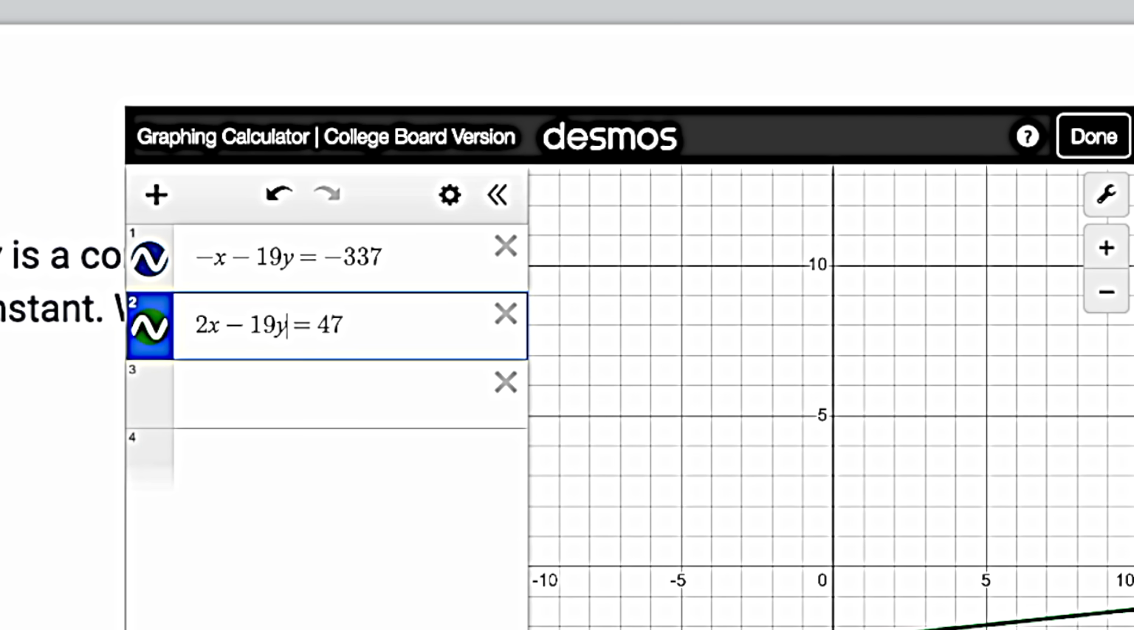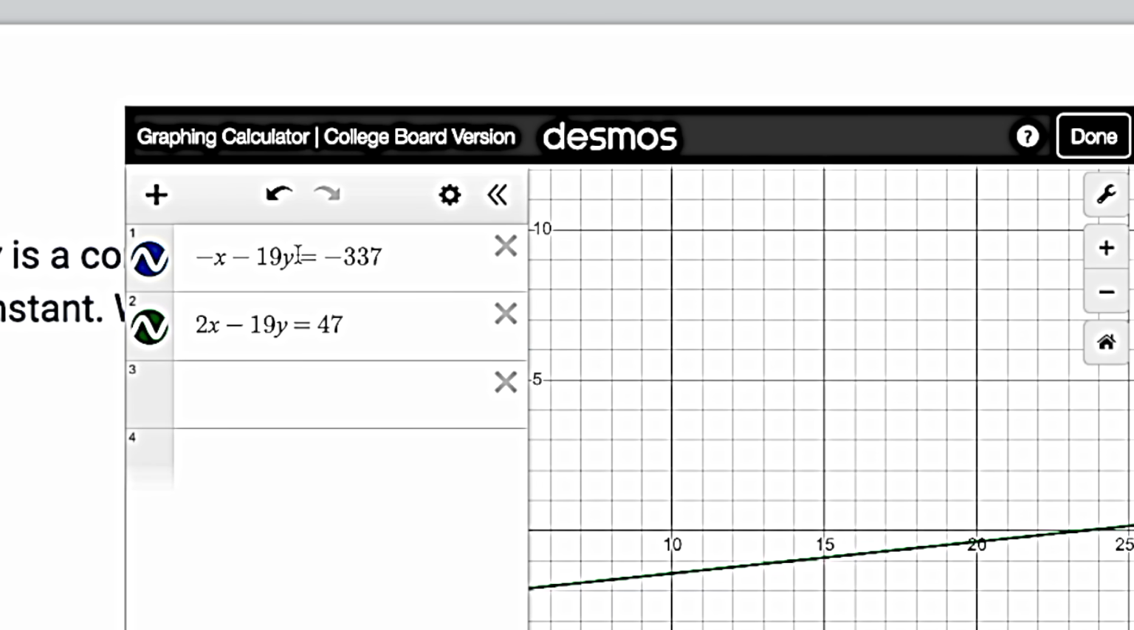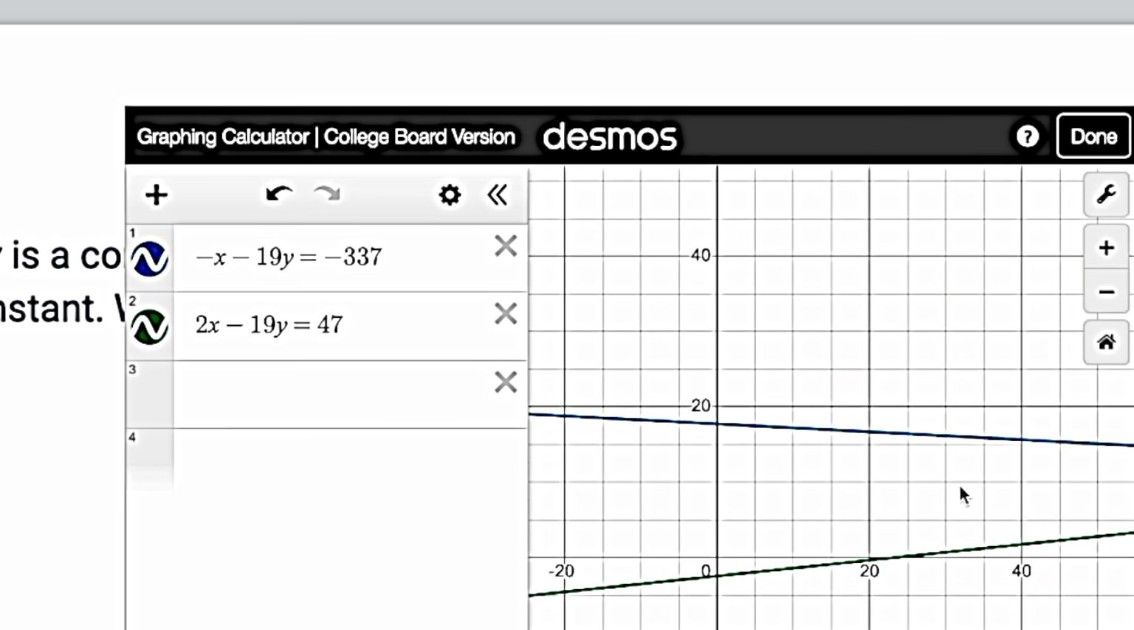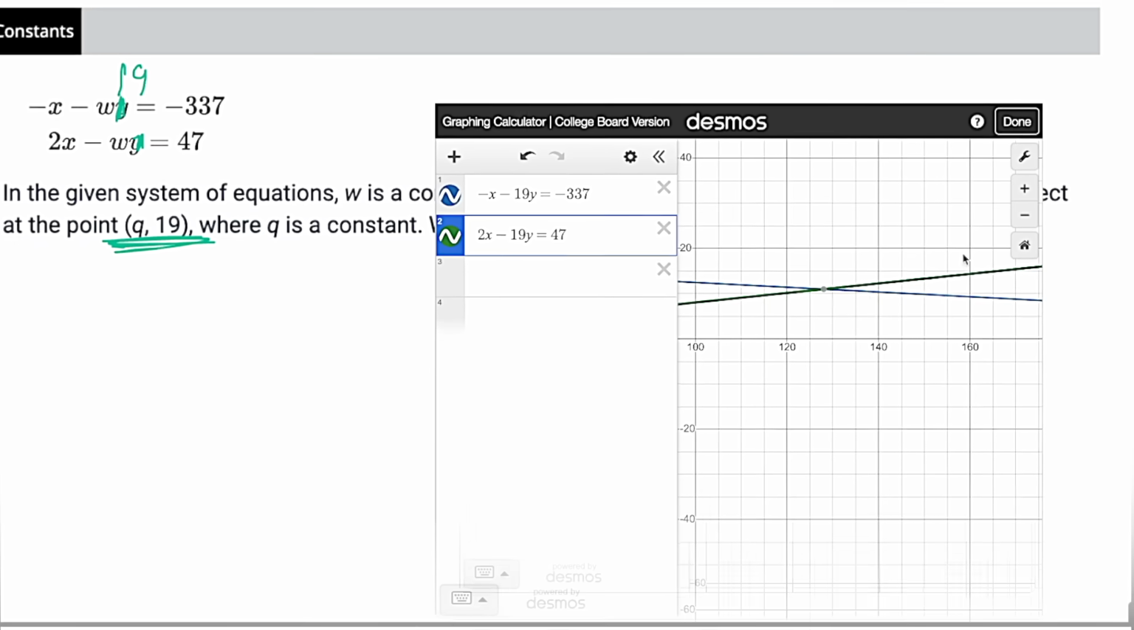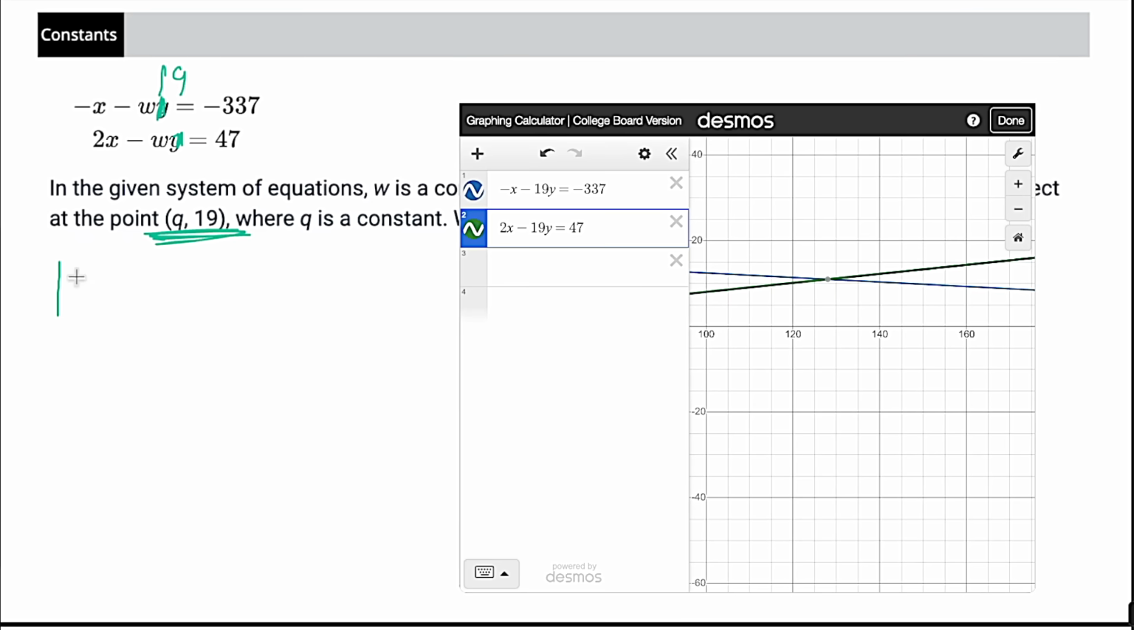And now it's asking us, what is the value of w? Well, remember, we just replaced w with y. So we're really just looking for the value of y. And since we have a system of equations, our solution is what we're looking for here. And if we scroll over, y is going to be 11. So our answer is going to be 11.